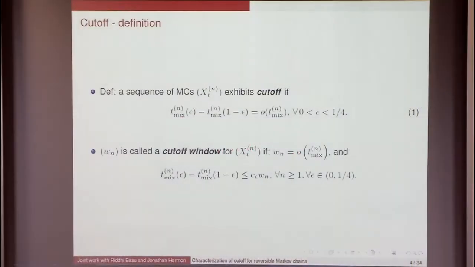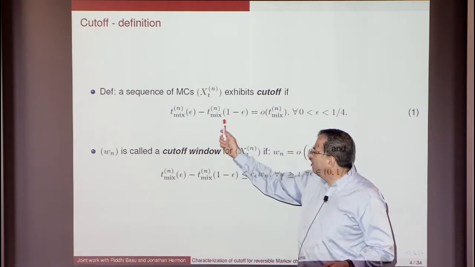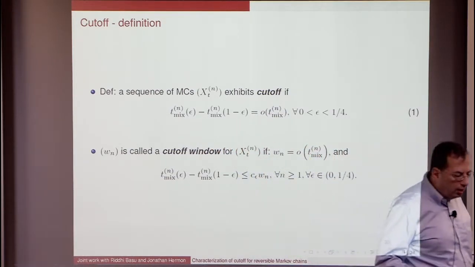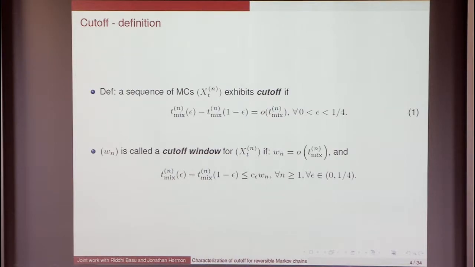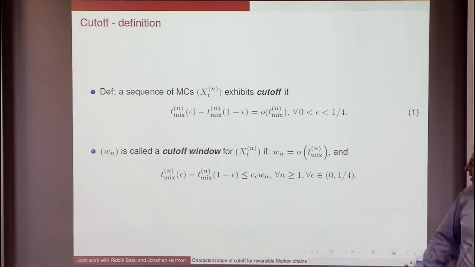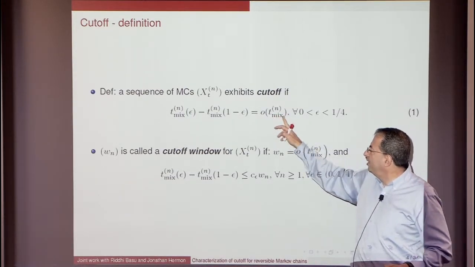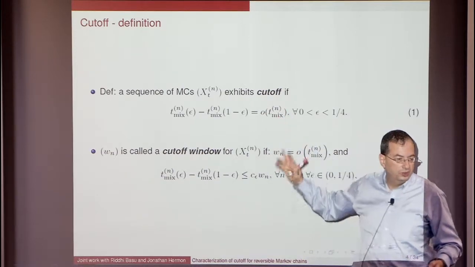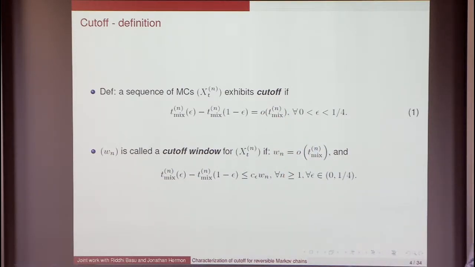Okay, let's go back to the formula. So formally, what does cutoff mean? It means that T mix of epsilon has an asymptotic that doesn't depend on epsilon. So one way to say that is T mix of epsilon minus T mix of 1 minus epsilon is little o of T mix. Here I wrote T mix of a quarter, but it doesn't matter which constant I put. T mix of a quarter or T mix of 1/8, they're all within a bounded constant of each other. So it doesn't matter.